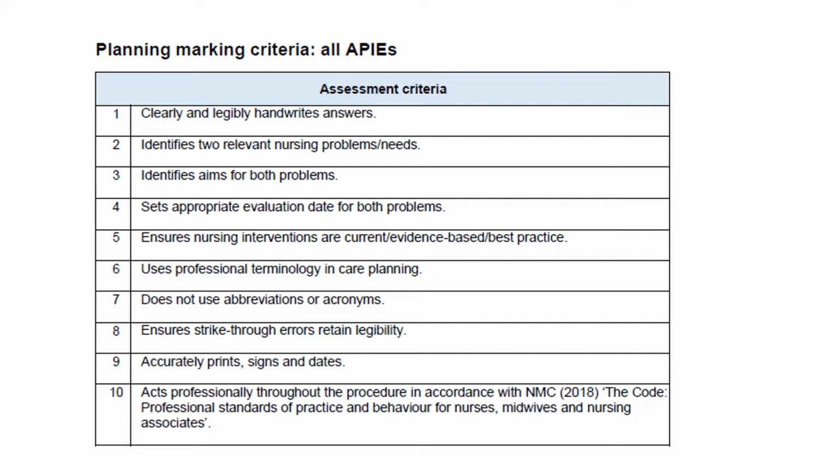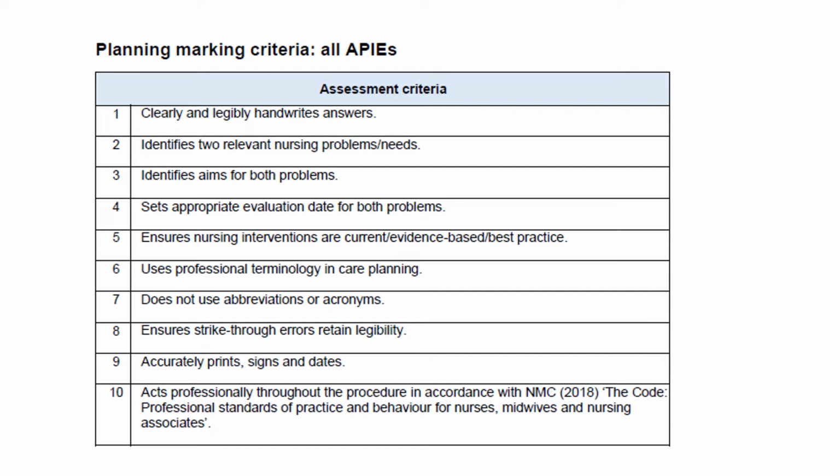7 is do not use abbreviations or acronyms. So you can use like NEWS, PHQ-9, MUST, but not all the abbreviations. 8 is ensure strike through errors, written legibility. So if you have written something by mistake, you can put a strike through that is acceptable in the planning station.